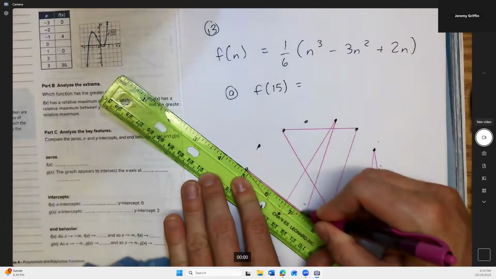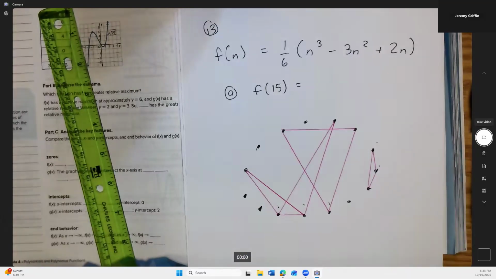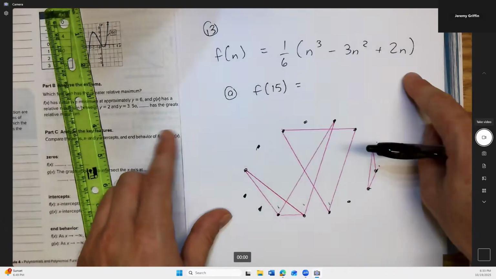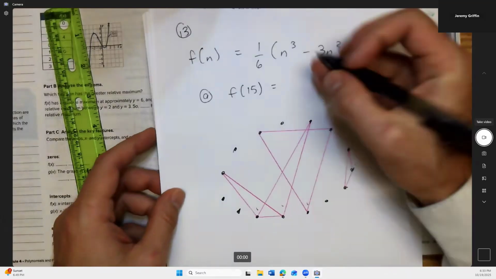Ooh, there's a fourth triangle. Right. I wonder how many triangles can make 100 triangles? Could it make 1,000 triangles? Well, this equation will answer that question. How many total triangles can it make?